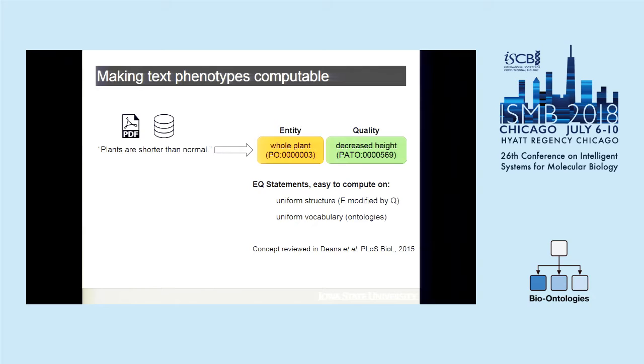Once phenotypes are in this EQ statement format, they're easier to compute on, A, because they have this uniform E modified by a Q structure, and B, because they come from a uniform vocabulary which is limited by the ontologies that you're using to construct them. And then, of course, you also have all the other information that's explicit in the ontology from which you've drawn the terms.